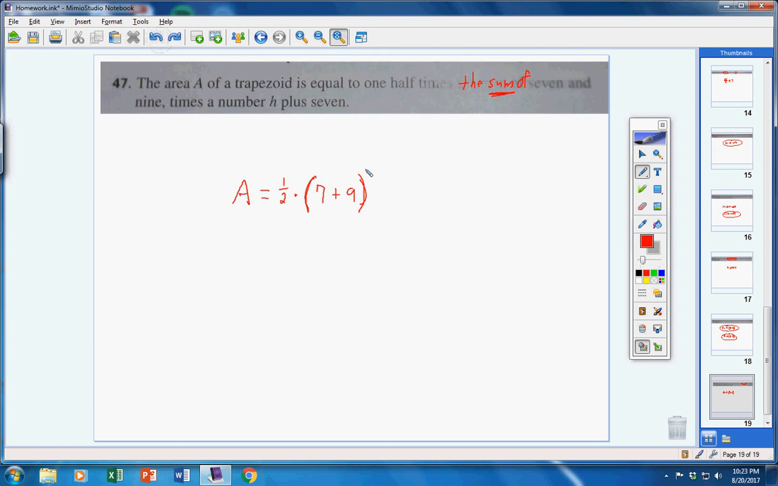Or this right here, okay? But technically, to be honest with you, if I gave you this on a test or a quiz, written just like this, I would want you to put this, times h plus 7, okay? Because it did not use the word quantity like they should have.